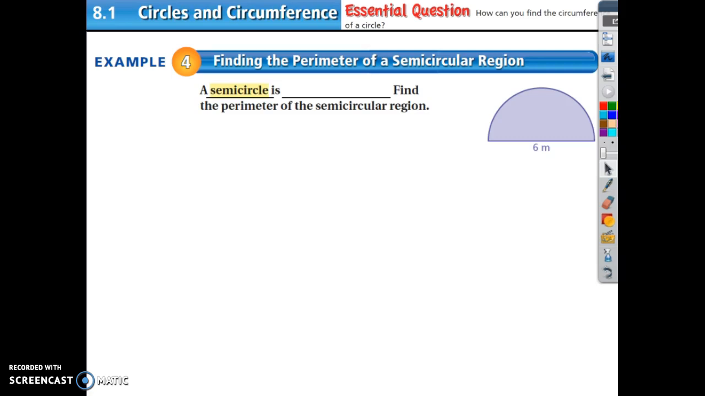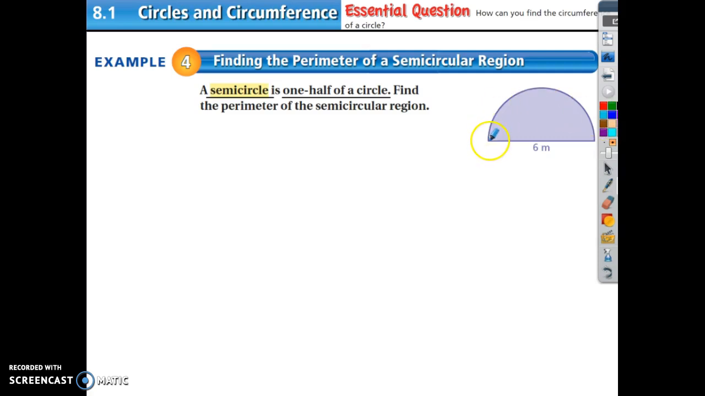A semicircle is 1/2 of a circle. So all we do is we take a whole circle and we cut it in half. Now we're going to proceed to find the perimeter of semicircular regions. First thing I'm going to do is highlight the perimeter. In doing so, it helps me identify exactly what I need to find.